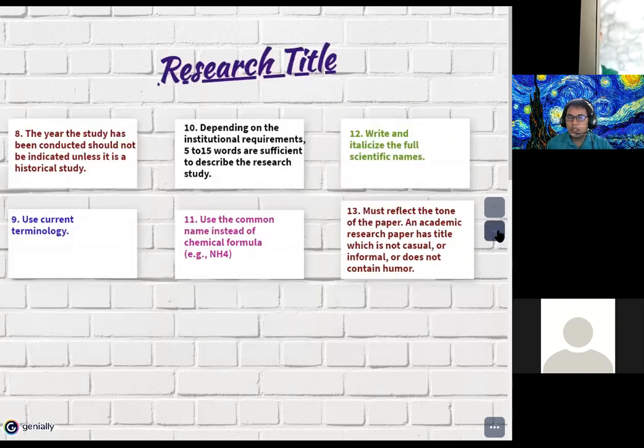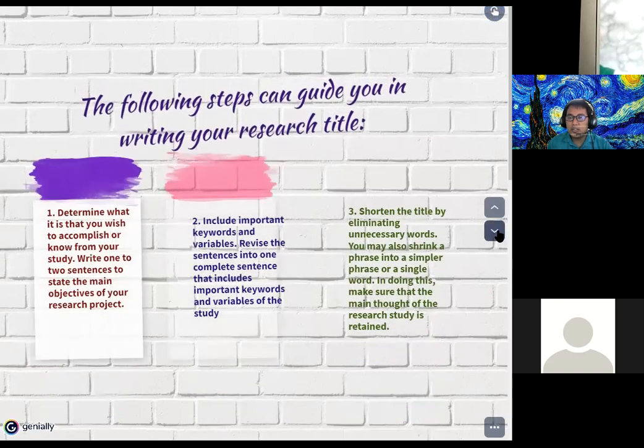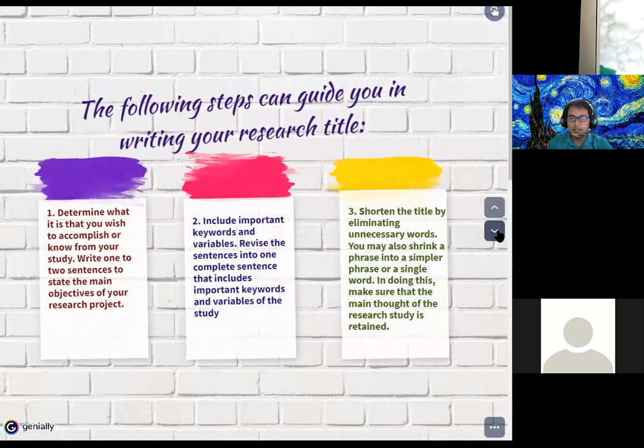Okay, so those are some factors to consider when it comes to your research title. Ito lang naman ay mga summary na halos nung sinabi ko. So the following steps can guide you in writing your research title. Determine what it is that you wish to accomplish or know from your study. So write 1 to 2 sentences to state the main objective of your research project.